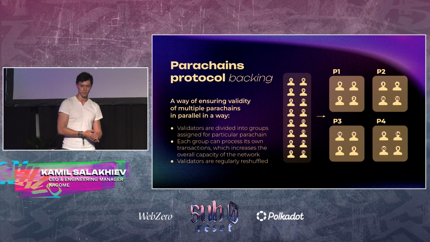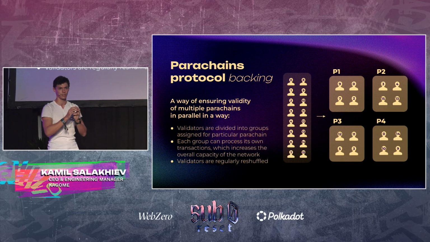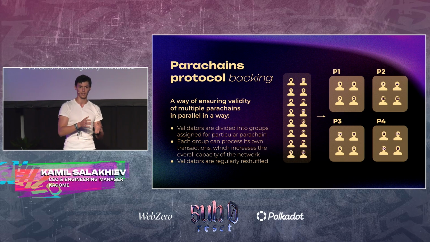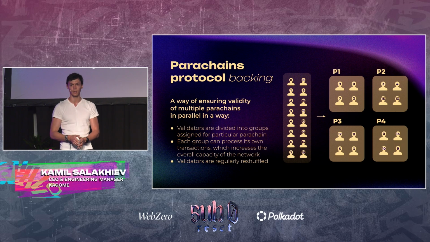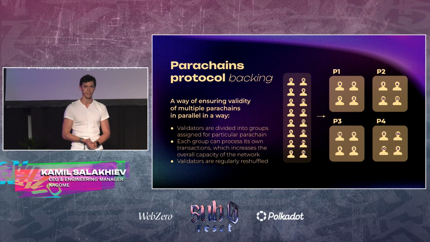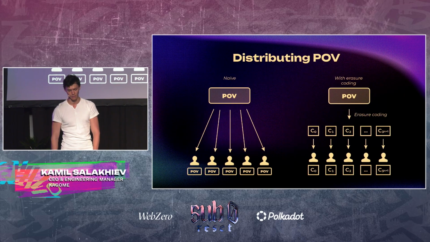And what we do is we randomly create these groups, and each group validates its core, its parachain block, and they claim either this block's state transition is valid or not valid. If it's valid, then it's the task of the backing validators to actually publish the data so that anyone can verify that the state transition could be done and checked.